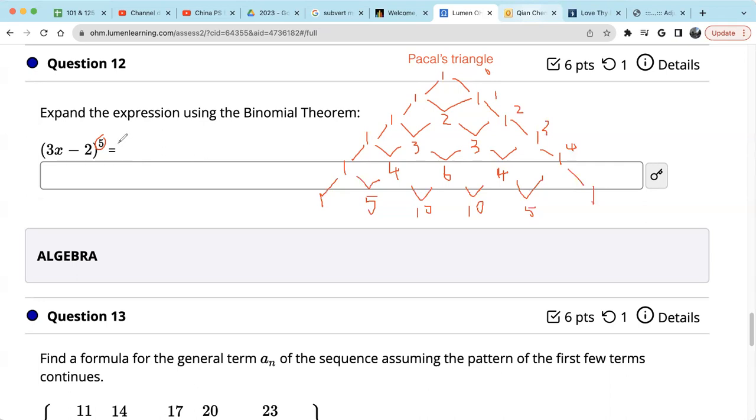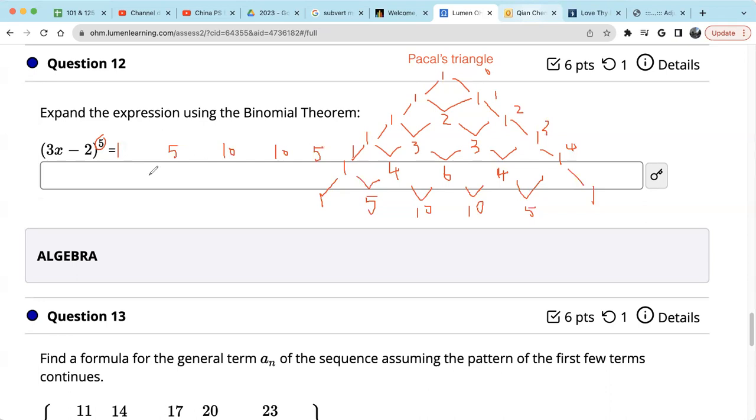Okay, so now we get our coefficients. Let's just write down our coefficients for the terms. The first term is 1. The second term is 5. The third term is 10. The fourth term is also 10. Then the fifth is 5. The last one is 1. Right.